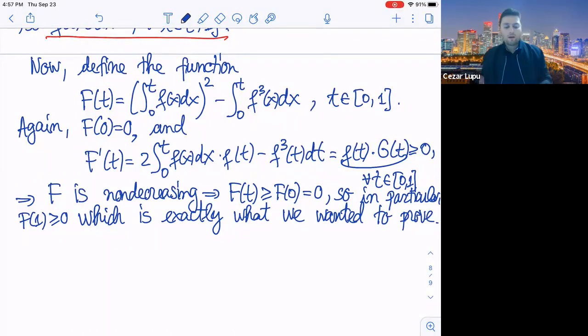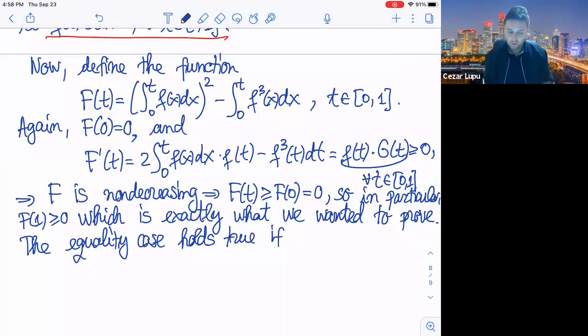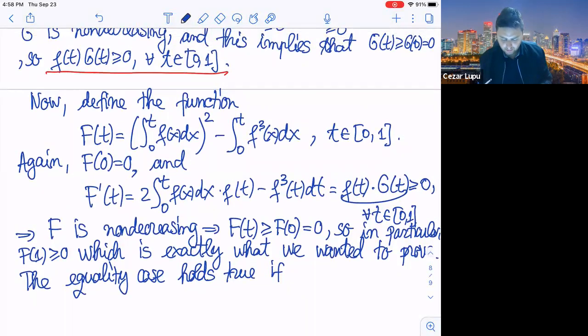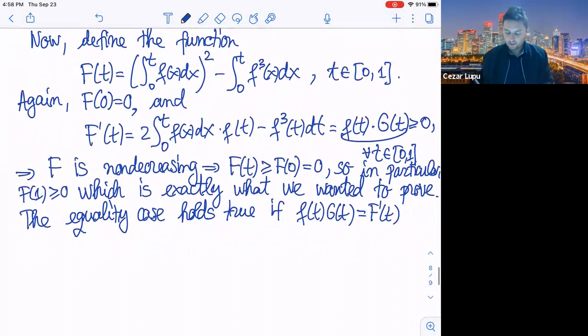Well, and now we're asked about the equality case. So we would like to see when equality holds true. The equality case holds true if f of t times capital G of t is the same as f prime of t, and also when both of these are 0 for all t in [0, 1].